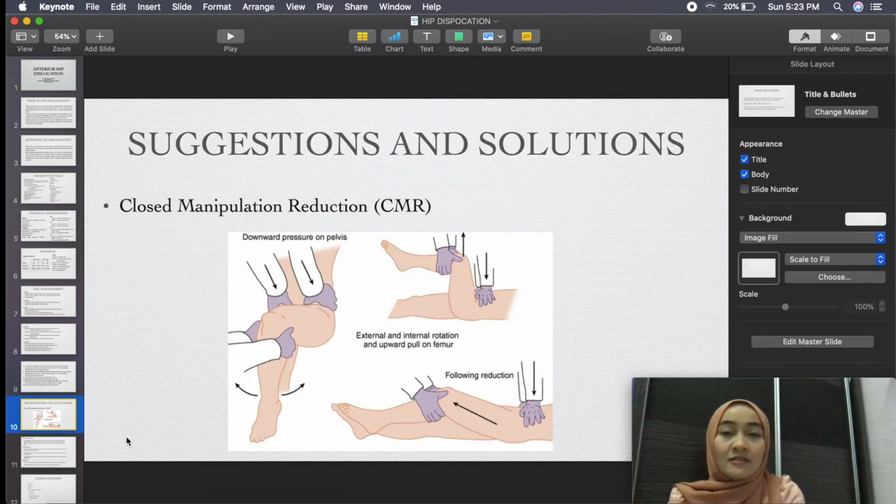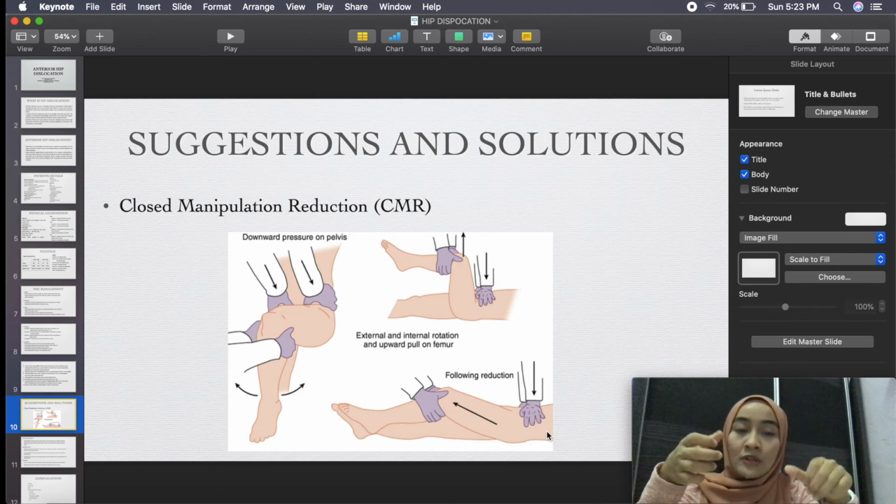Okay, for suggestion and solution. First, of course, for hip dislocation or any other dislocation, we must do the reduction. For anterior hip dislocation, we can do the closed manipulation reduction. For closed manipulation reduction, we need 2 persons because one person will apply downward pressure on the pelvis and the other person will do the external and internal rotation and then pull the femur upward like this. Following the reduction, someone has to give the pressure downwards and someone has to pull outwards.